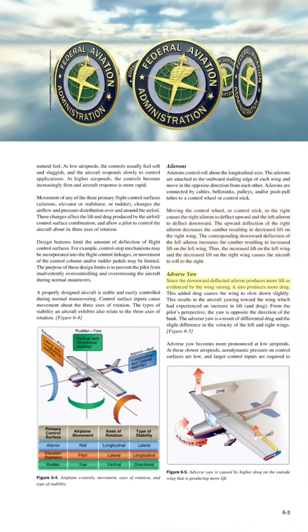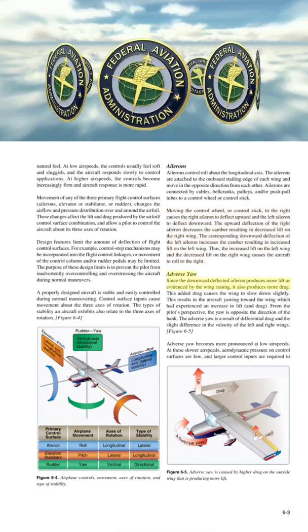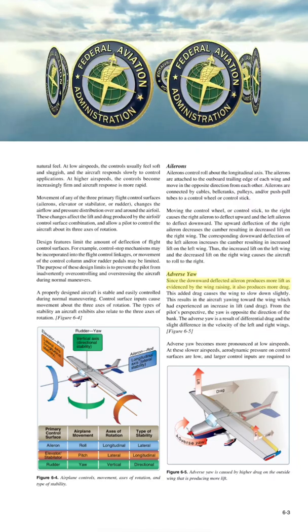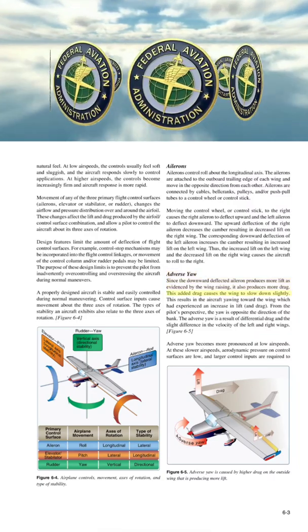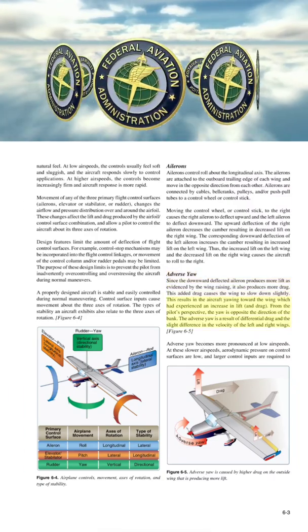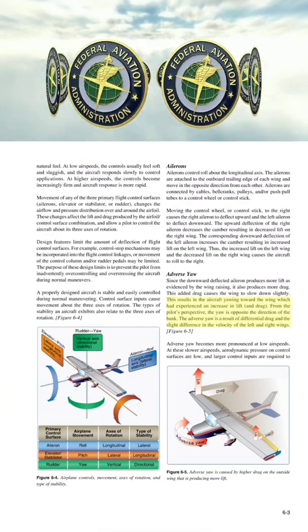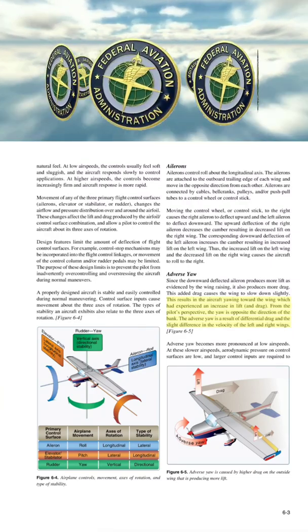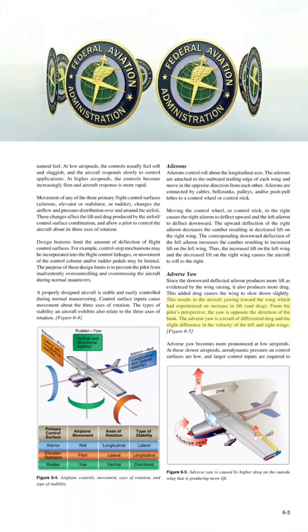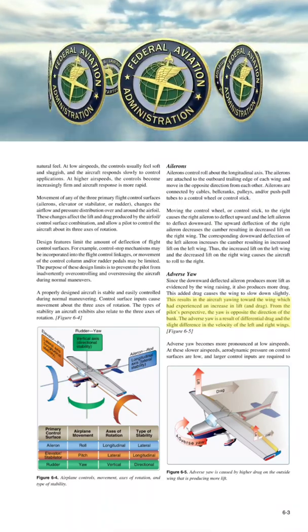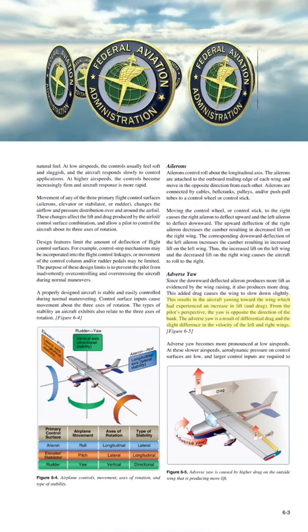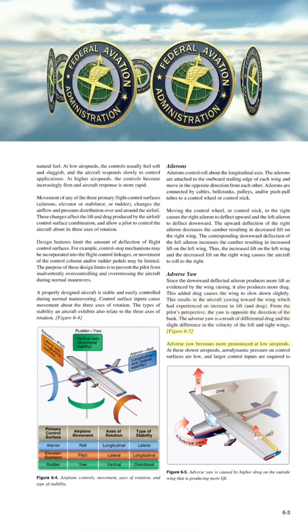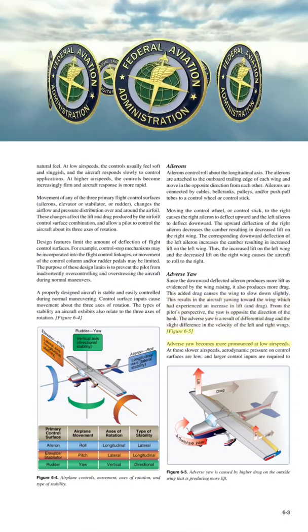Adverse yaw. Since the downward deflected aileron produces more lift, as evidenced by the wing raising, it also produces more drag. This added drag causes the wing to slow down slightly. This results in the aircraft yawing toward the wing which had experienced an increase in lift and drag. From the pilot's perspective, the yaw is opposite the direction of the bank. The adverse yaw is a result of differential drag and the slight difference in the velocity of the left and right wings. Figure 6-5.